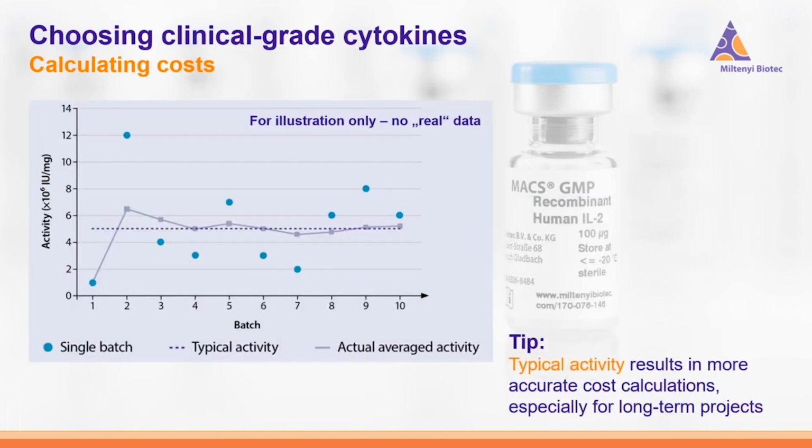So what's the trick now? I mean, there's only one activity type left, and that is a typical activity. In this graph on the left, you can see the blue dots that represent single batches, and the dotted line is the typical activity. You can see that the more single batches you include in your calculation, very quickly this gets close to the typical activity. So in most cases, using typical activity for your cost calculation, especially for long-term projects, gives you a very good estimation of the costs. And if your cytokine supplier doesn't provide typical activity, usually you can always ask for the typical activity of the cytokines.